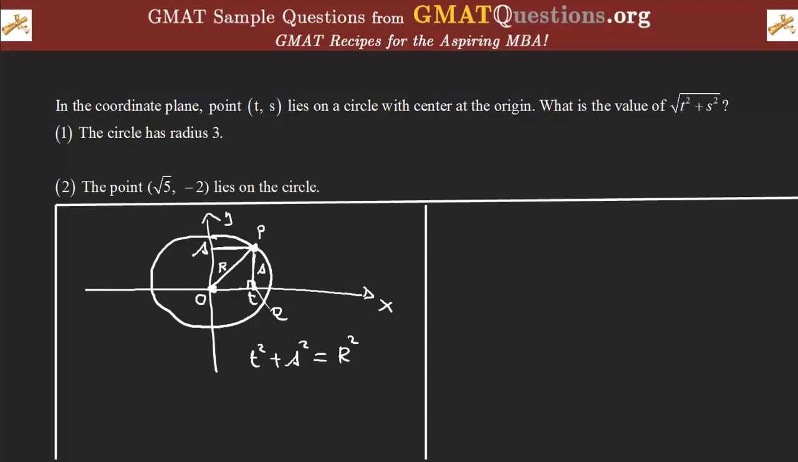This leg squared plus this other leg squared has to be the hypotenuse, which is the radius here, squared. But on number 1, we are told that the circle has radius 3. So t squared plus s squared should be equal to 3 squared. Consequently, the square root of t squared plus s squared is obviously 3. And we just have found the value of the square root of t squared plus s squared. So indeed, number 1 is sufficient.